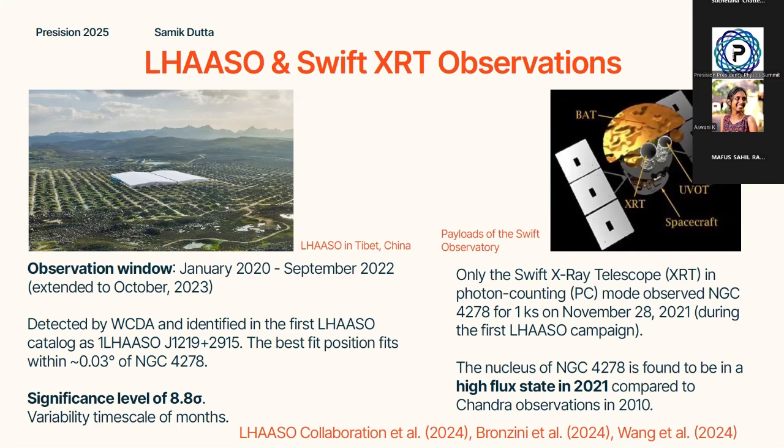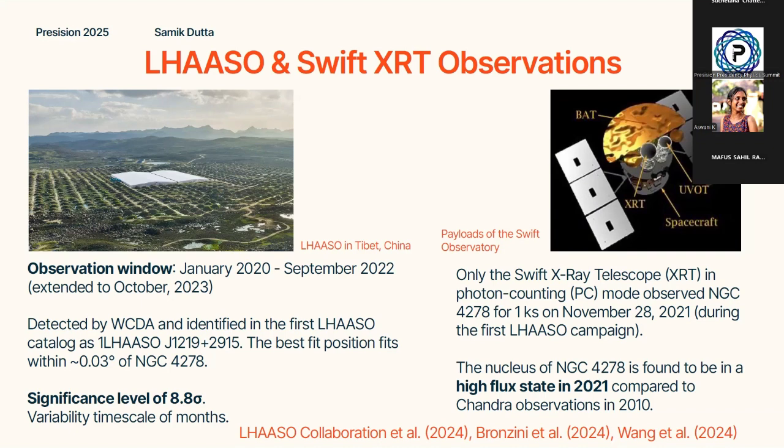They have found that the best position fit of this source is within 0.03 degrees of NGC 4278, and it has been detected at a significance level of 8.8 sigma. It has a variability timescale of months at TeV gamma-ray energies. This is a picture of the LHAASO detector array in Tibet. Among the X-ray telescopes, it was detected recently by the SWIFT XRT telescope on November 28, 2021, which is during the LHAASO campaign itself.